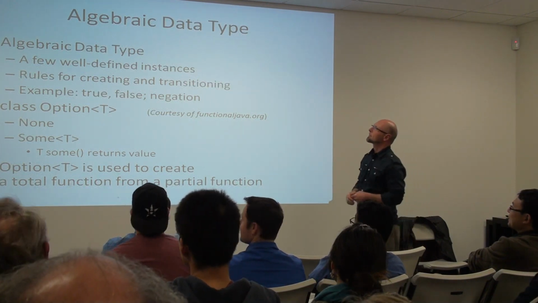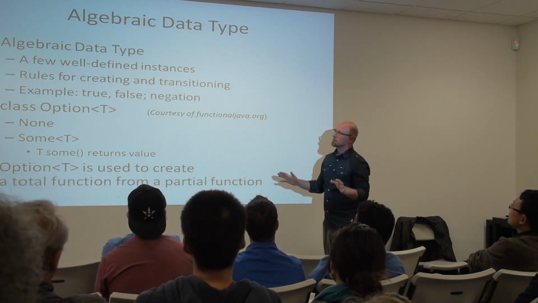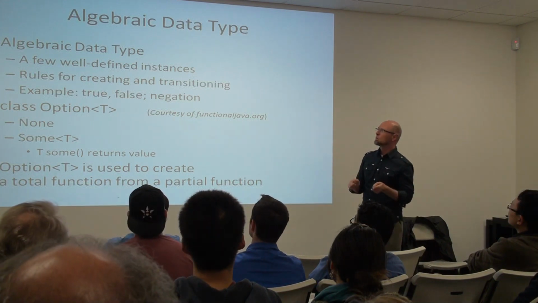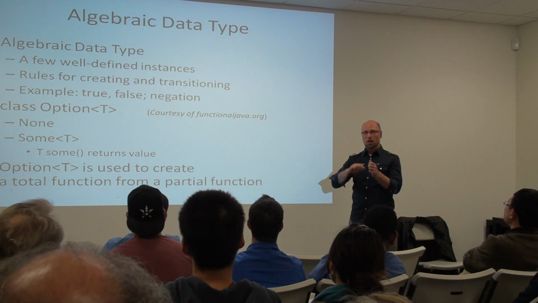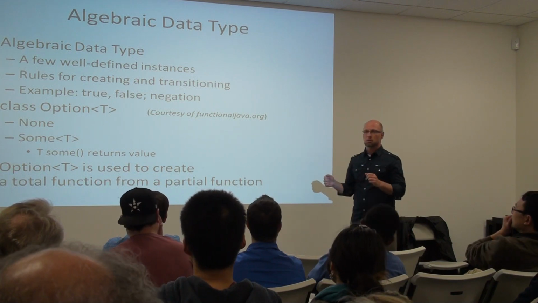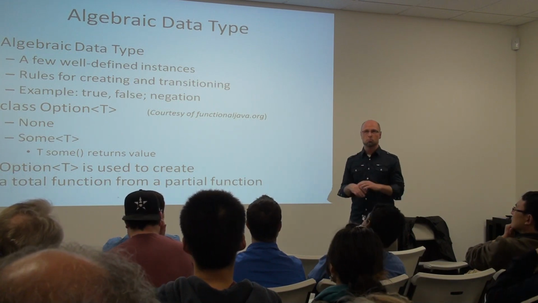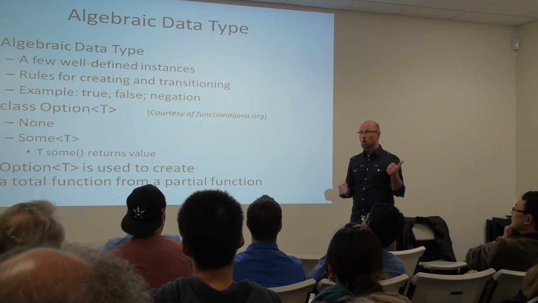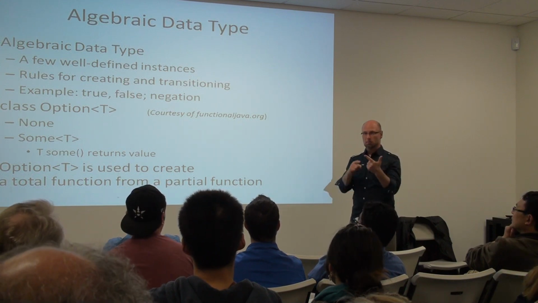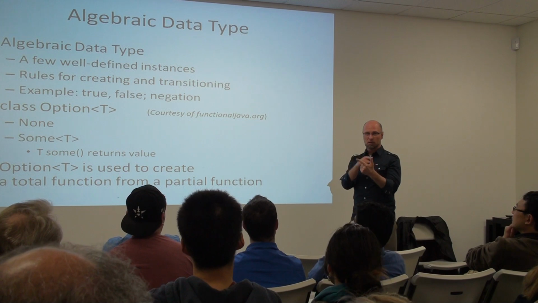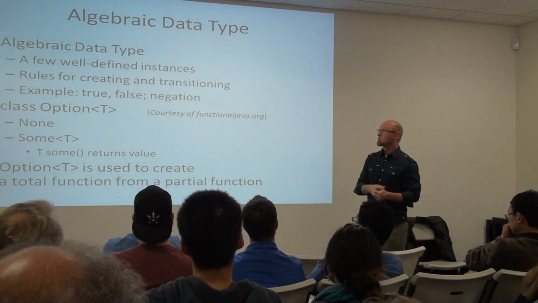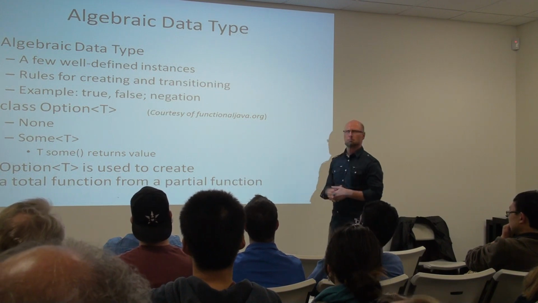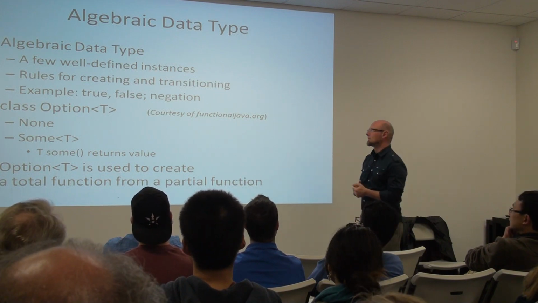So essentially, algebraic data types is this idea that we have a few well-defined instances, and we have rules for creating them, and maybe transitioning between them. The classical example is Boolean. It can be true, or it can be false. And how do you get between them? Negation. You can take one and turn it into the other. That's the simplest one.